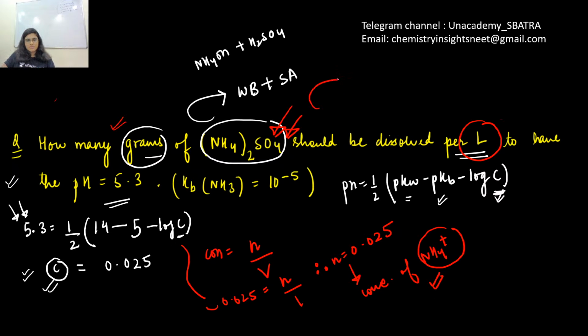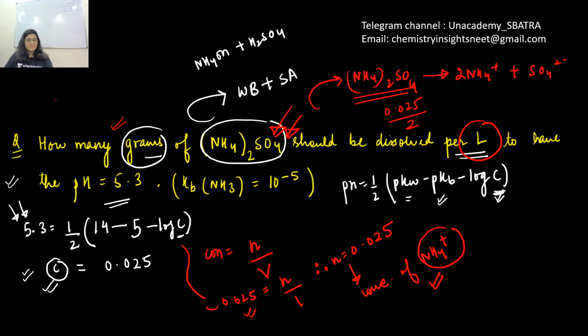So how you can find out the concentration? Just see this thing, that (NH4)2SO4 will give you 2 moles of NH4 plus and 1 mole of SO4 2 minus. So if this is your concentration of NH4 plus, then definitely the concentration of this salt would be 0.025 divided by 2. Is this point clear? Anandya, Sanko, Mosmi, Sambhav, that this is your concentration of this salt, right? That means 0.0125 is the concentration of this particular salt.